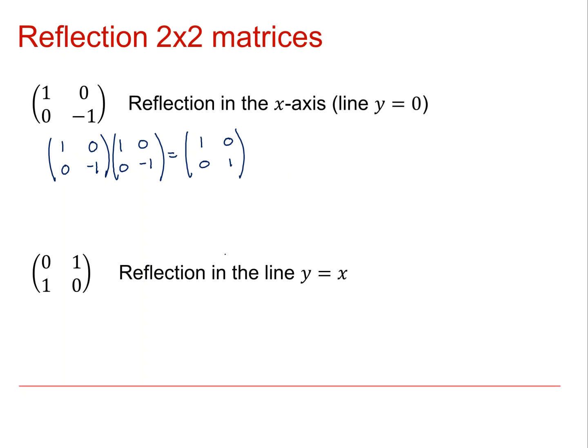The same thing happens with the reflection in the line y equals minus x. This matrix is also self-inverse. If I multiply it by itself, I get back to the identity matrix.